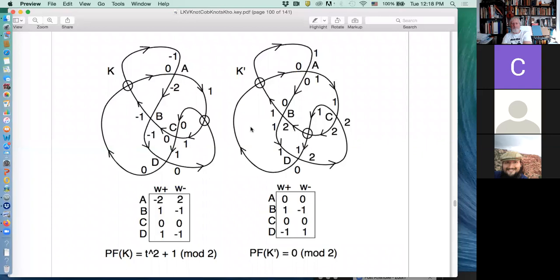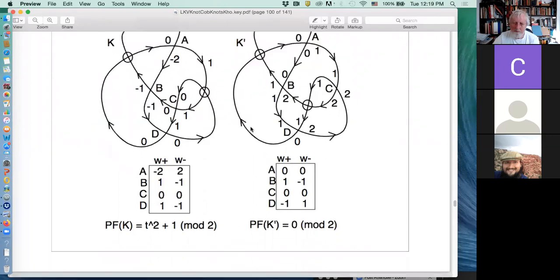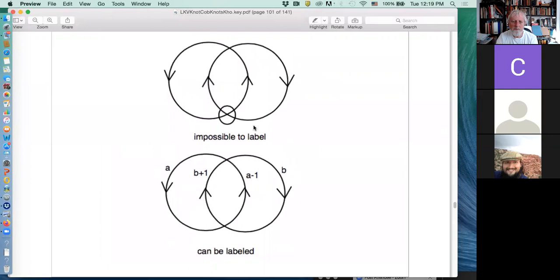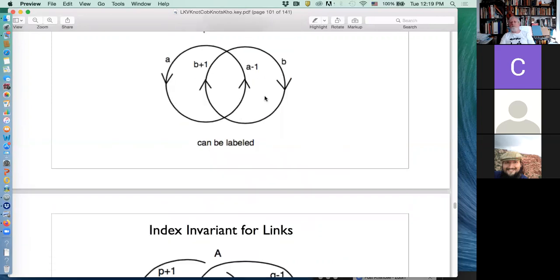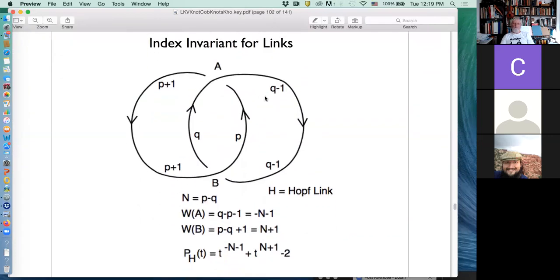So for example, I have these two examples, which you could look at. I'm not going to bother you with them. However, the matter of the labeling is interesting because some things are just not labelable if you're looking at links. With knots, you can label everything, but with links, there are examples where you couldn't label it at all. So if you want to extend this invariant to links, then you have to think about it again because of the fact that there are cases where the links can't be labeled. So we could work with links that can be labeled. And then you get an index invariant for links, even for classical links.